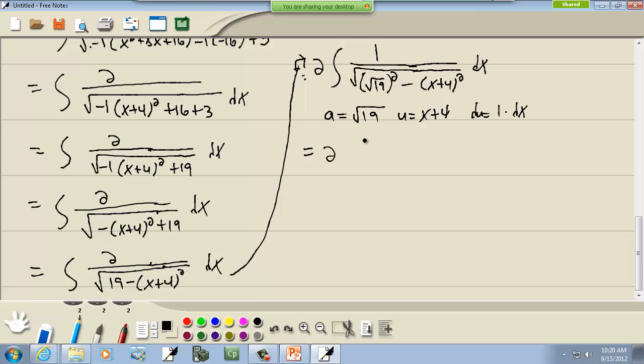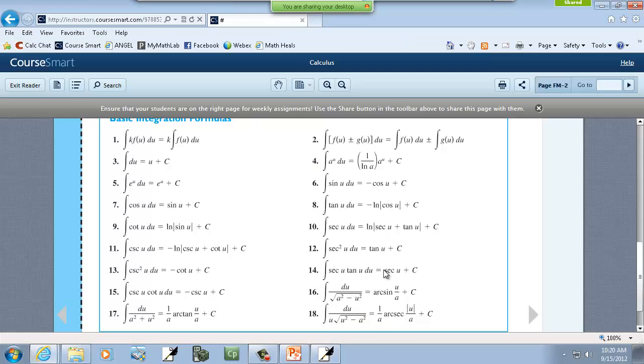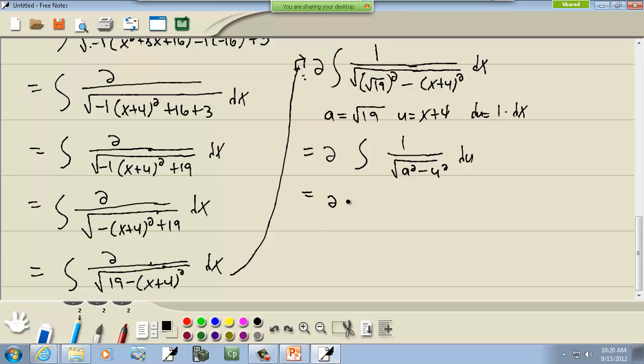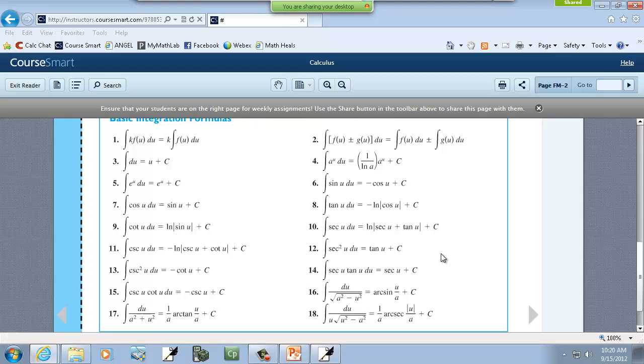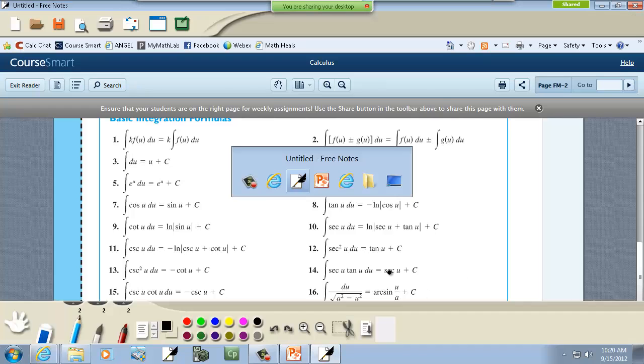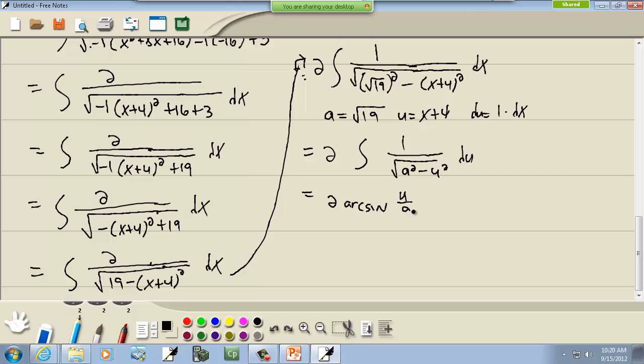So this becomes 1 over the square root of a squared minus u squared du, which matches our formula perfect. So we're going to rewrite it using this. 2 stays out in front, and this becomes arc sine u over a plus c. Okay, so we got 2 arc sine u was x plus 4 over a, which was square root of 19, and then plus c.